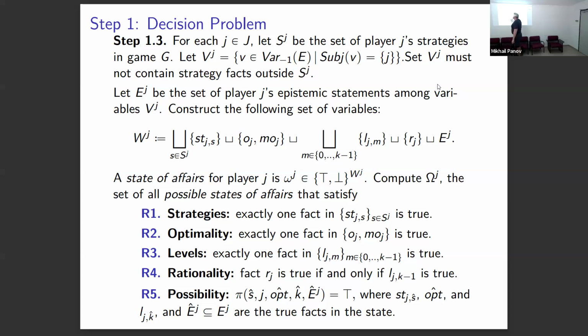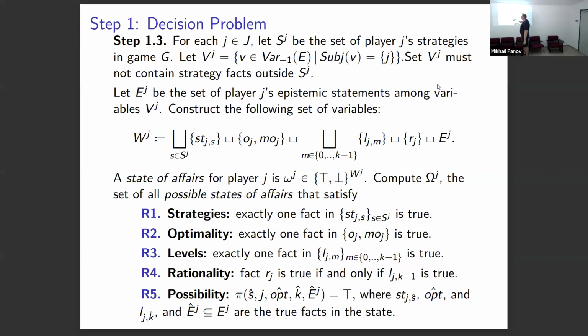If everything is well, I construct the following set of variables, which I'm going to be thinking about for N, what she can do. This is like thinking about the abstract: all of the strategies you can play in the game, as a disjoint union. All the optimality types you could possibly have in my language. All of the levels between 0 and k minus 1, because I'm level k. Whether or not she's rational, and all of her epistemic statements which are mentioned in my pre-variables. So I'm also thinking about what she thinks and so on. So here is a set.